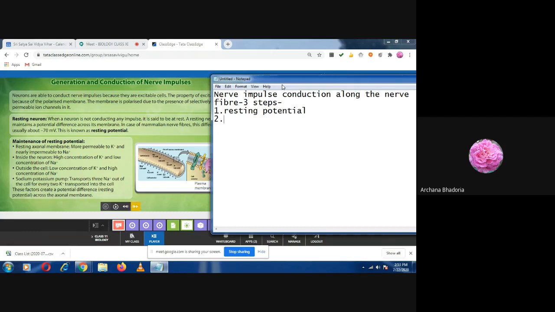The second one is the depolarization. And the third step is repolarization.